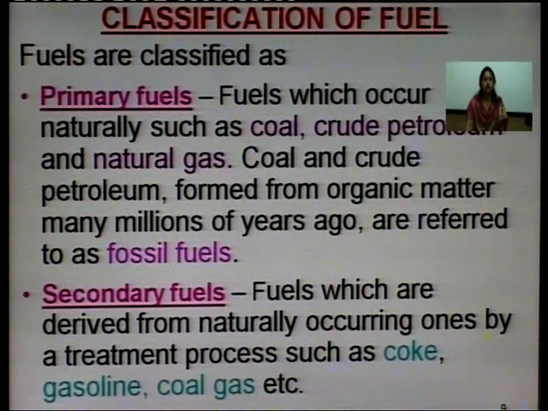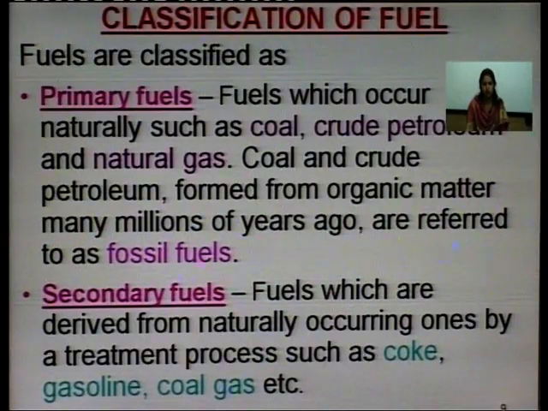So, what are primary fuels? The fuels which occur naturally, such as coal, crude petroleum and natural gas. The primary fuels are those which occur in nature naturally. So, the examples are coal, crude petroleum, natural gas.